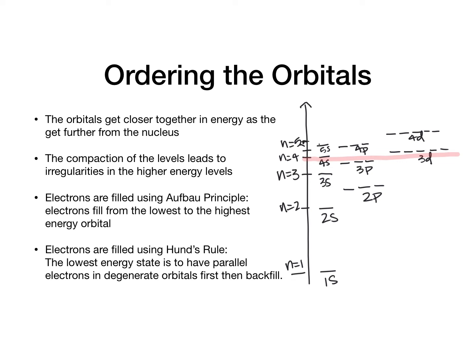But electrons are filled according to the Aufbau principle, which says that we go from the lowest energy to the highest energy. So if we know the order of the orbitals, we can put them into the right place. And it's also important to note that electrons are filled using Hund's rule. And Hund's rule states that the lowest energy state is to have parallel electrons in degenerate orbitals first. So in the p orbitals, that means to go 1, 2, 3, 4, 5, 6. And the same thing is true in the d orbitals. So we can see this in both types.